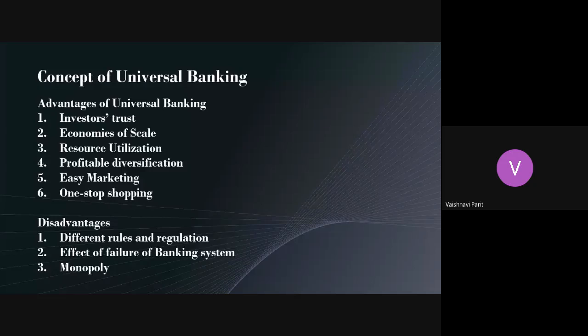The second one is economies of scale. Once you have universal banking, you have all the products available under one umbrella, so you can have economies of scale. And then resource utilization. The client is a resource in this case, so you can utilize the client for all the financial transactions and financial products available with you, for mutual funds, for insurance, for any other investments. And then profitable diversification can also be done. Day-to-day expenses can be split up. Many financial experts can get in contact with you as a client.